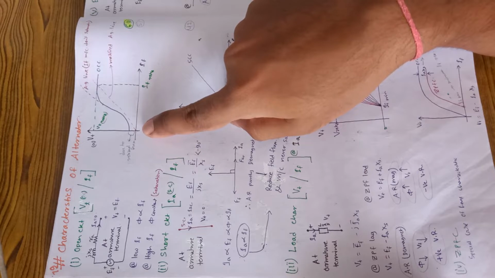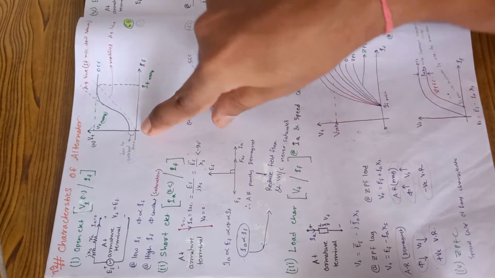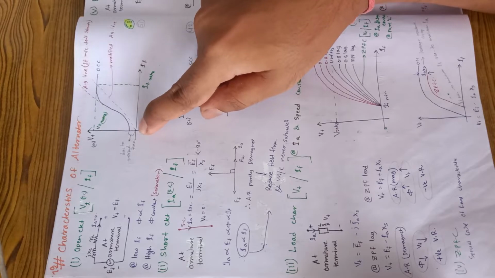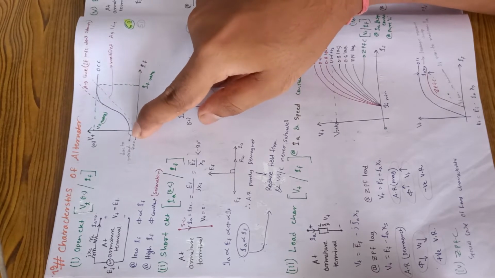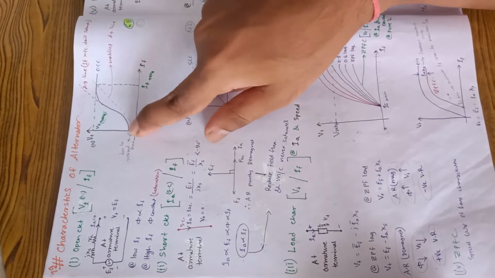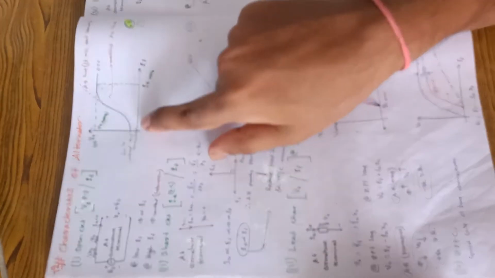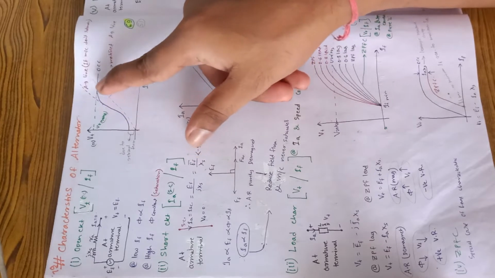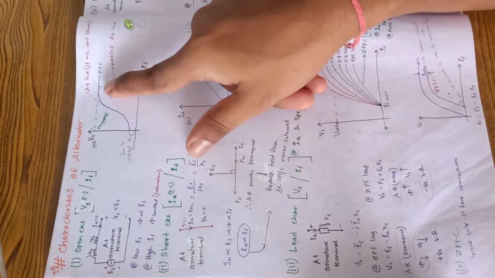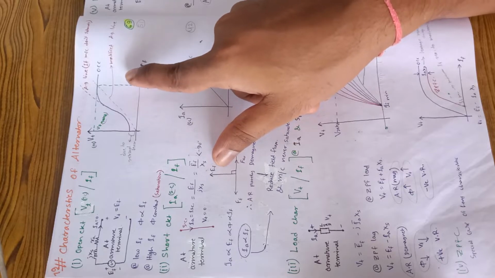When we keep on increasing the field current, see, when field current is zero, still there is some voltage Vt. This is due to the residual flux. When we keep on increasing If, the terminal voltage will increase till If is rated, and after that it will become saturated. Okay, this is the case.